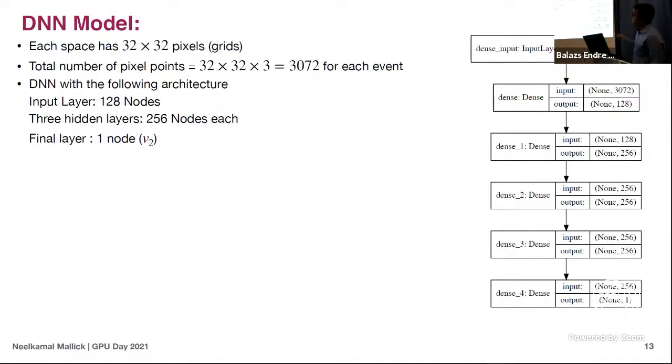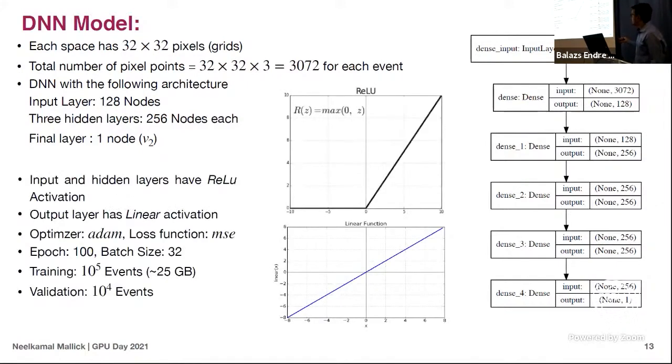And we have an input layer with 128 nodes. Then we have 3 dense layers, each having 256 nodes, and the final layer has only one node, which is the v2 value itself.